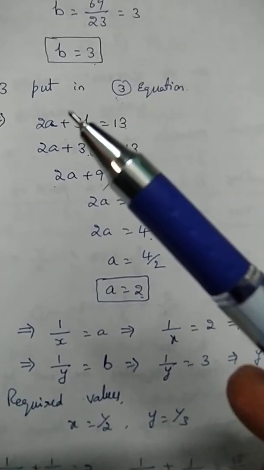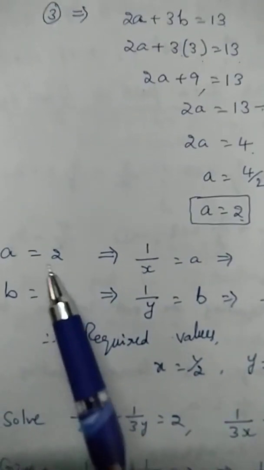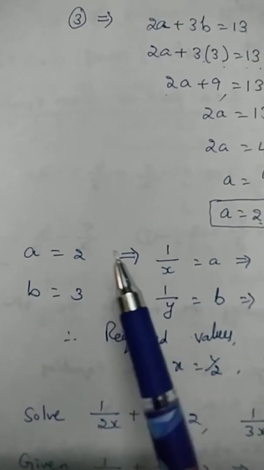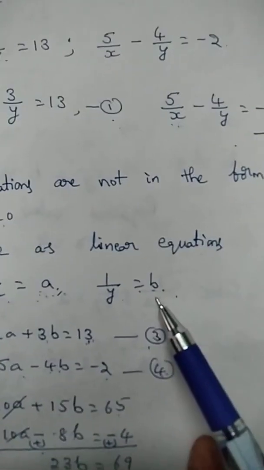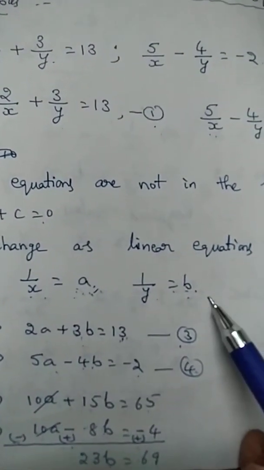What is the relation between the b and y? Already we note it. So a is equal to 2, to be changed as x's, then automatically we assume that 1 by x is equal to a in the problem. 1 by x is equal to a, 1 by y is equal to b. Now we can substitute the value of a here and value of b here.